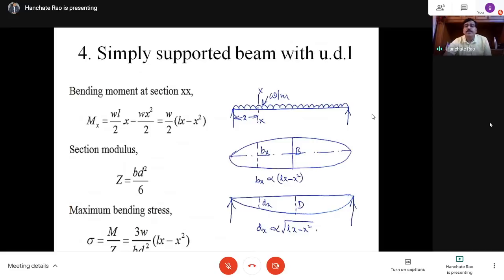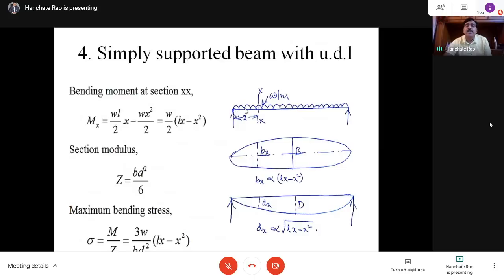Similarly, a simply supported beam with a UDL. Each reaction will be WL by 2. So the bending moment at a section X is WL by 2 into X, sagging, minus Wx square by 2, that is sagging. That's why minus Wx square by 2. So WL by 2 is the reaction multiplied by X.